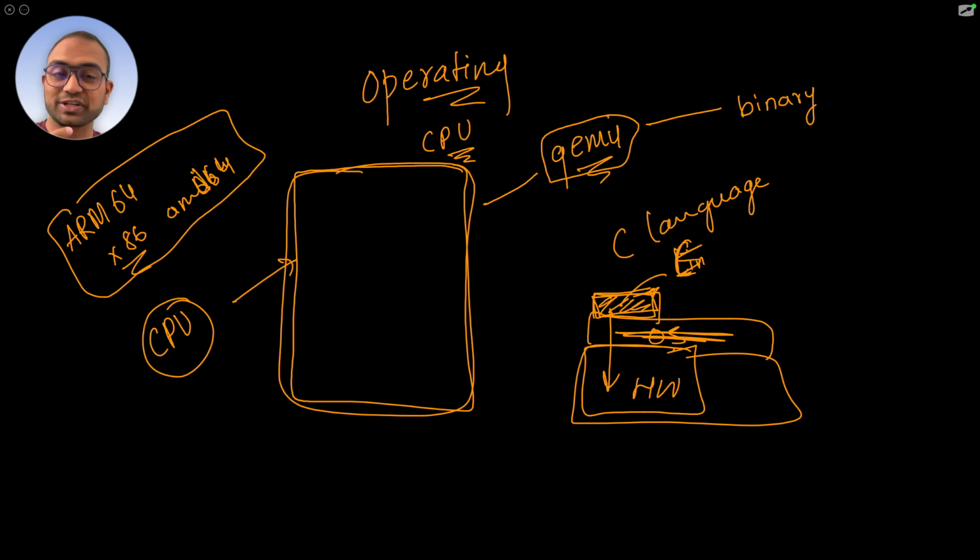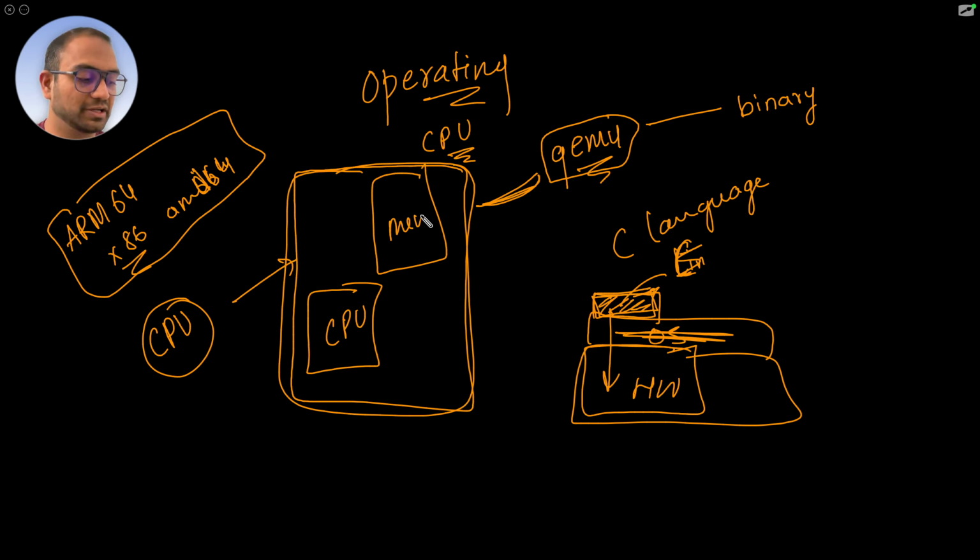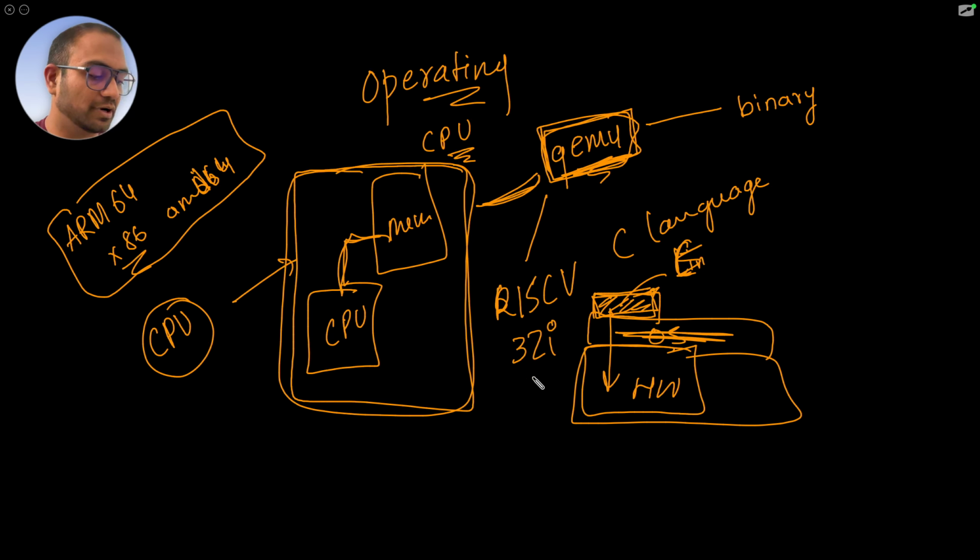And let this idea sink in. The whole point is it's a software that acts like a CPU, acts like a system with memory and CPU, right? So you can think of QEMU as a CPU and some memory. And there are other things, but we don't care about that. It's a software that mimics a system. And now the interesting part is we're going to instruct QEMU to act like a RISC-V 32i type of CPU, right?